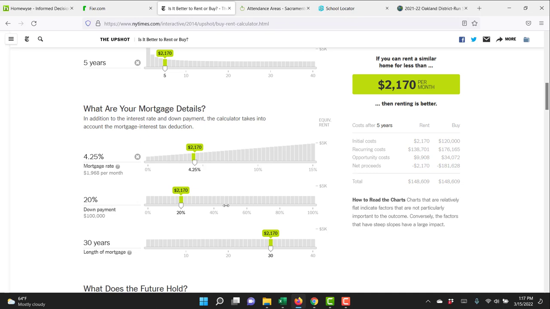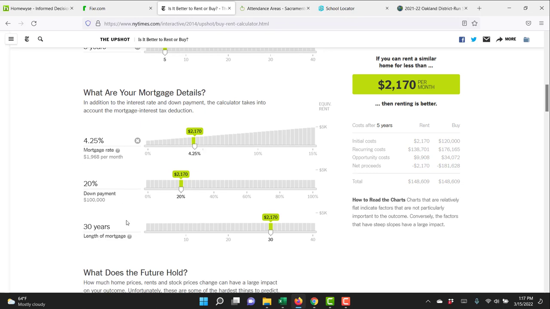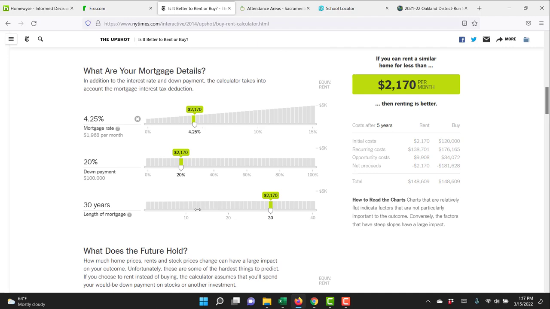Now the down payment, you can see here it's pretty flat. So let's just keep it at 20%, which is kind of the standard down payment for buying a house. And let's also keep the mortgage at 30 years. Again, this one's pretty flat too, so it's not really changing. It looks slightly downward sloping, so the rent equivalent becomes a little less as we go closer, but not too much.